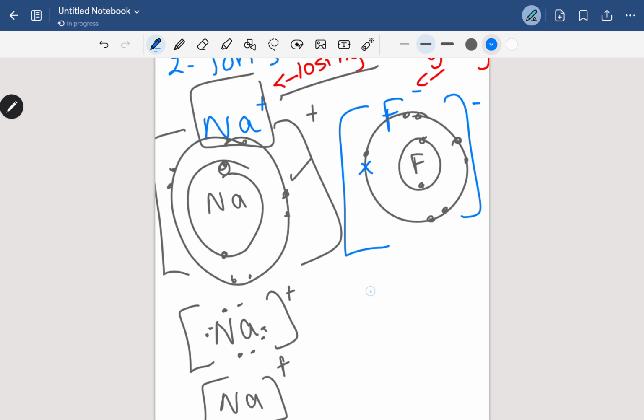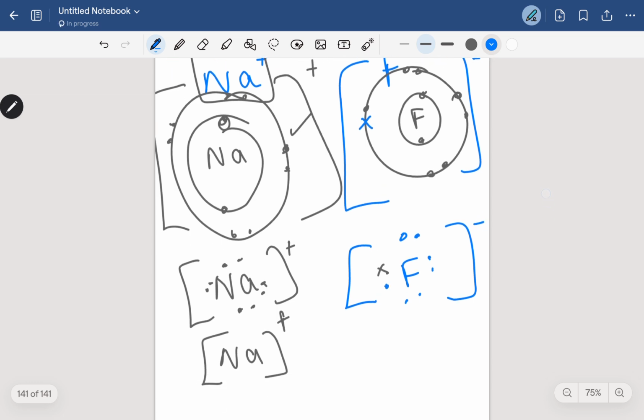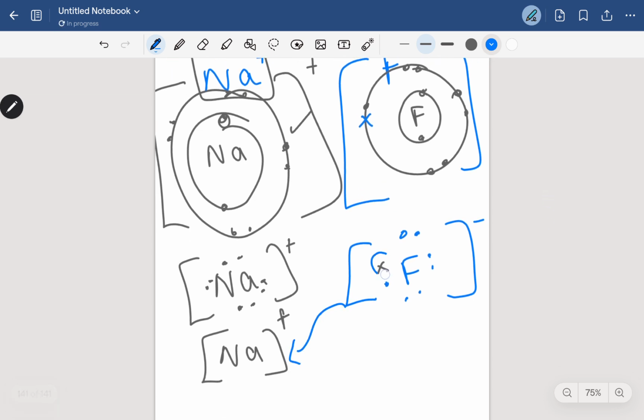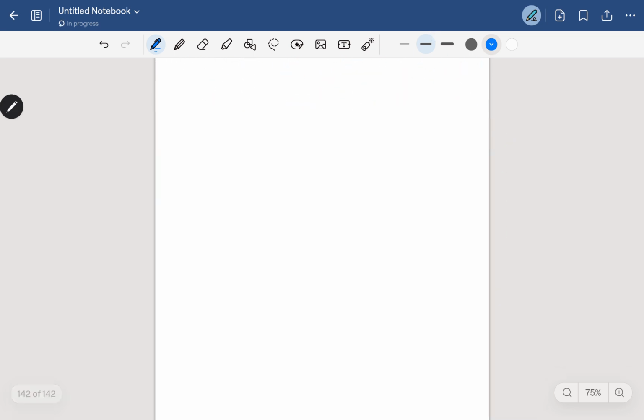Now the second way to denote it is to put F, and then 1, 2, 3, 4, 5, 6, and then 7, 8, and we will put minus. We cannot denote it like this. Why? Because it has an electron that does not belong to it. However, if it has all electrons that belong to it and it achieved the configuration of a noble gas, then you can represent it like this. Okay, that is it for ions.